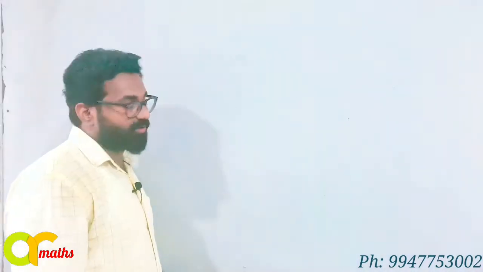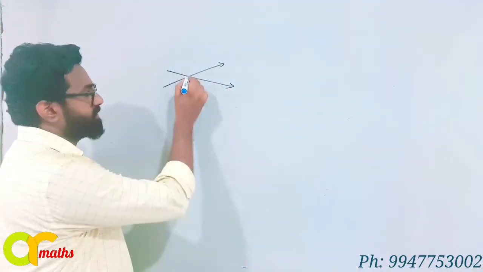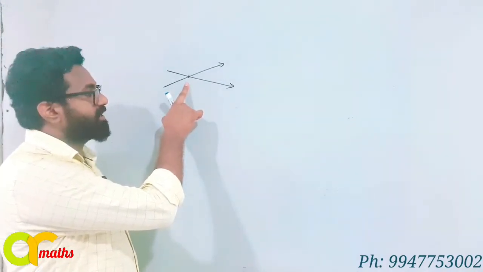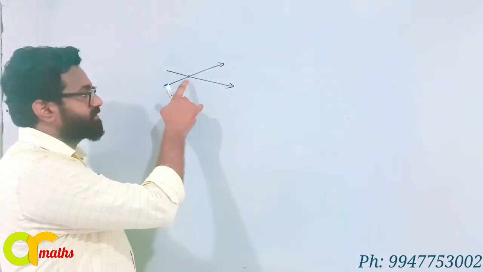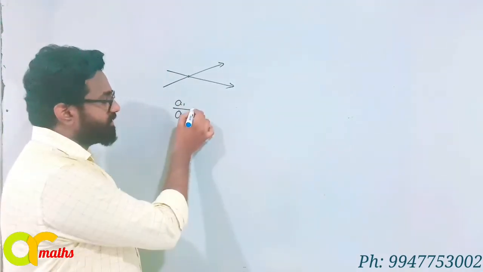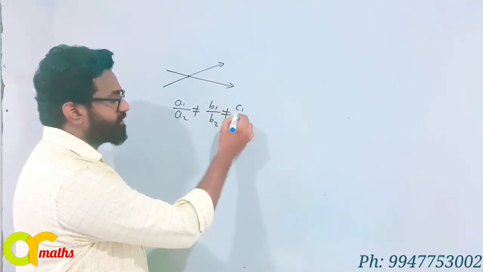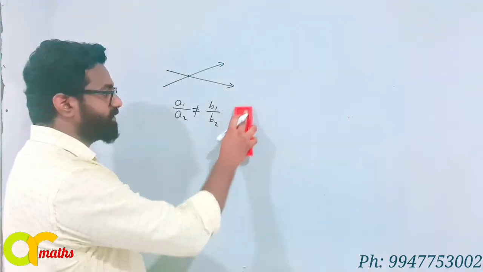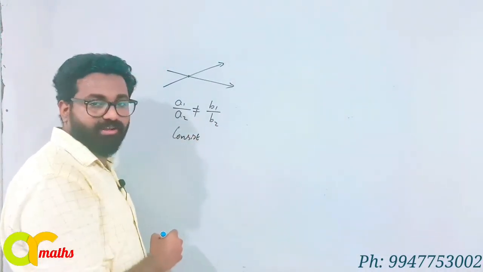Before that, we know that if two lines are intersecting, how many solutions? Only one solution, that is unique and it is consistent. Consistent means the values of x and y exist. Then the relation is a1 divided by a2 is not equal to b1 divided by b2. This is consistent, meaning the values of x and y exist.